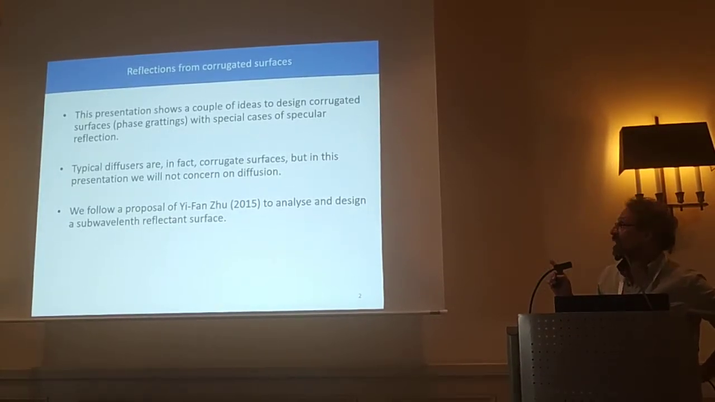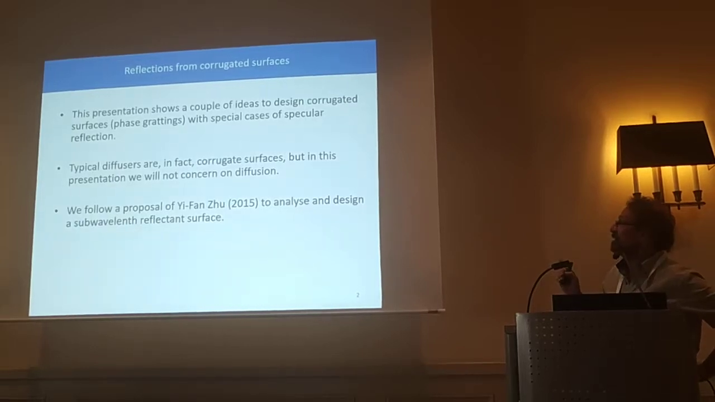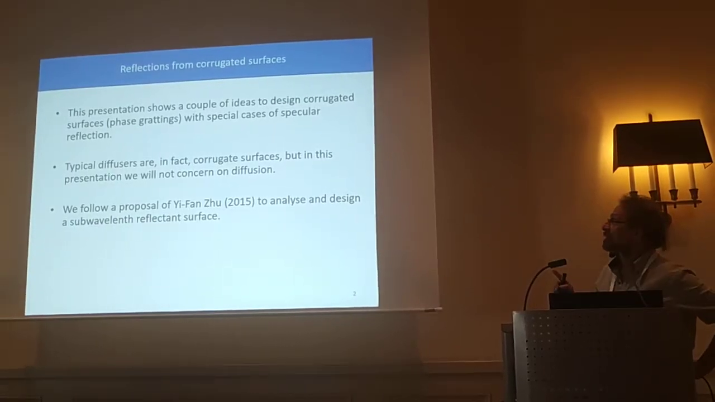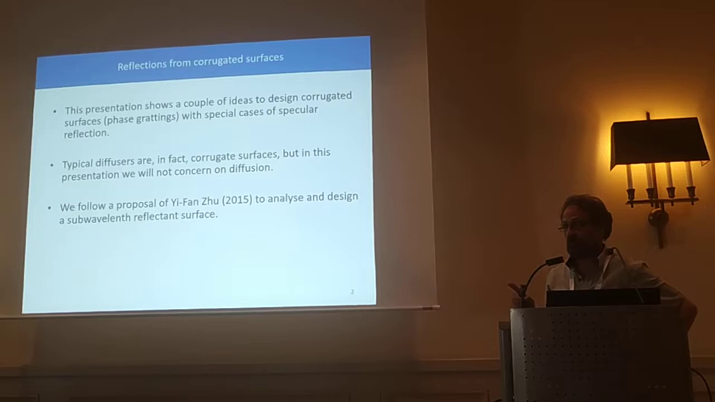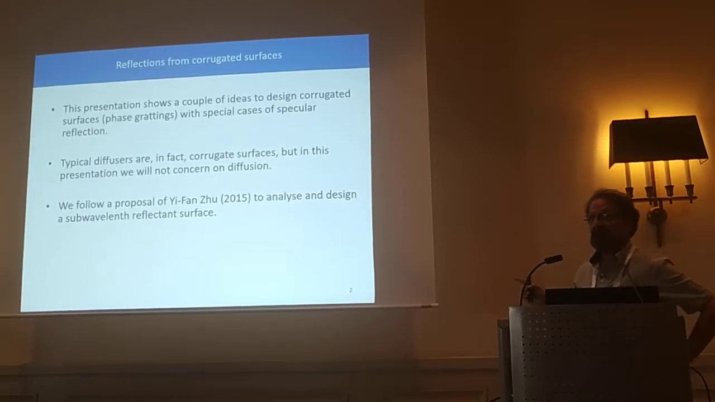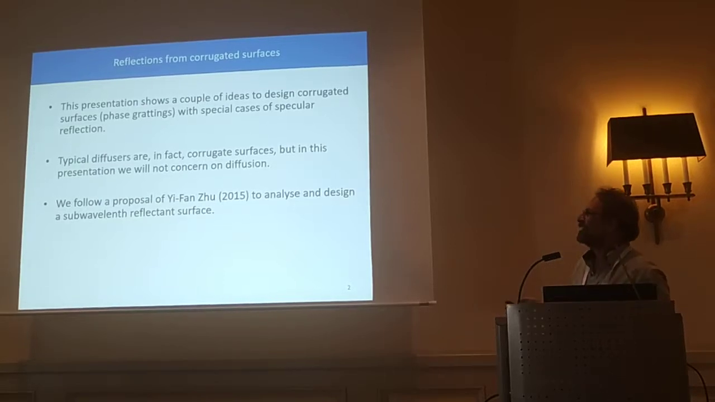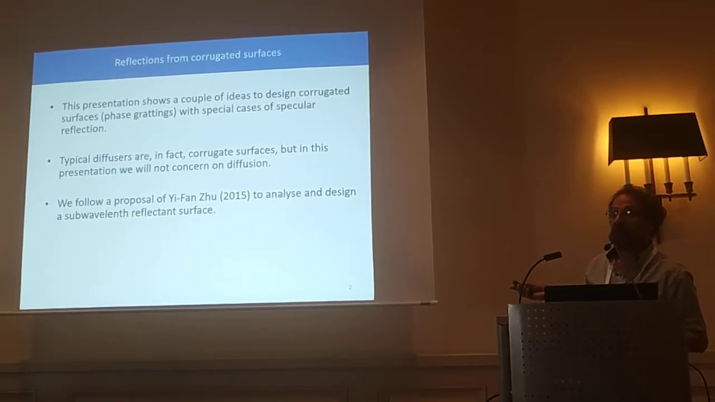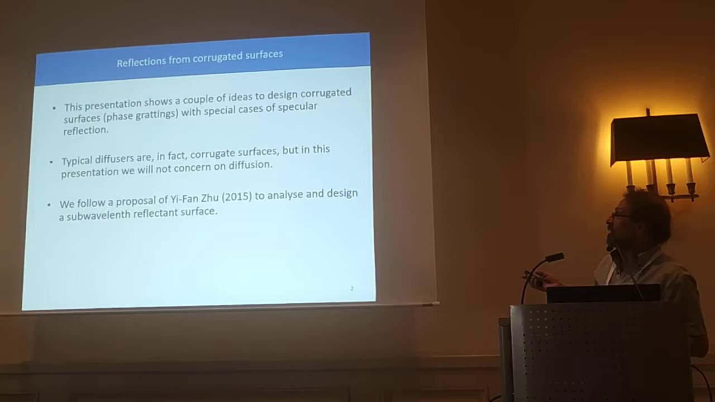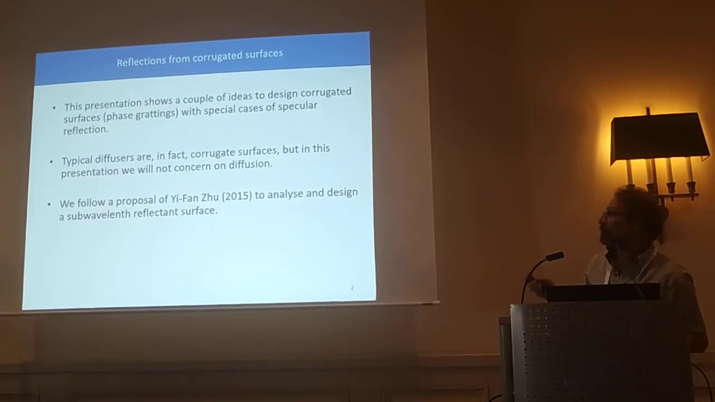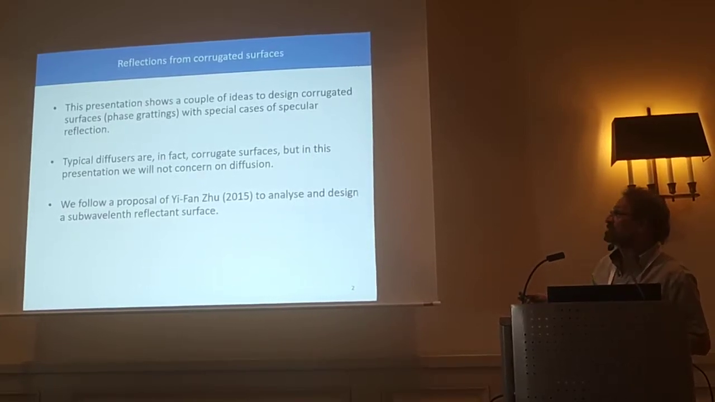Typical diffusers are in fact corrugated surfaces, but in this presentation we will not concern ourselves with diffusion, but with specular reflections. It's something strange. We follow a proposal from ICA 2019, from a Japanese author, to analyze and design a sub-wavelength reflectant surface.